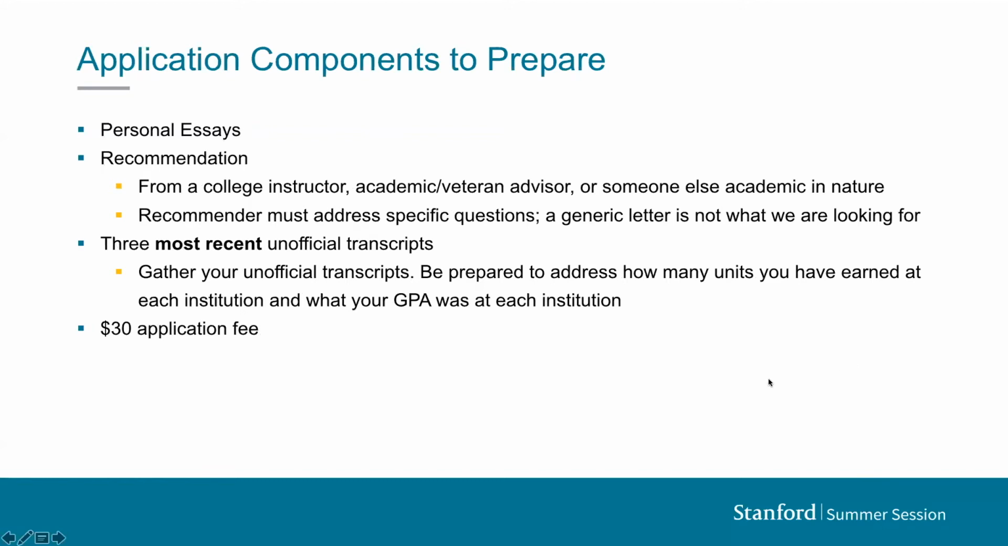You'll also need to request a letter of recommendation from a college instructor or academic advisor, or a veteran advisor at your school's resource center. Your letter writer will be required to address specific questions. It's not really a generic letter. So once that person is made aware that you want them to be your letter writer, you can submit their information in the application, and that will prompt the letter writer to respond. They will get all the information that they need once you submit their email within the application.